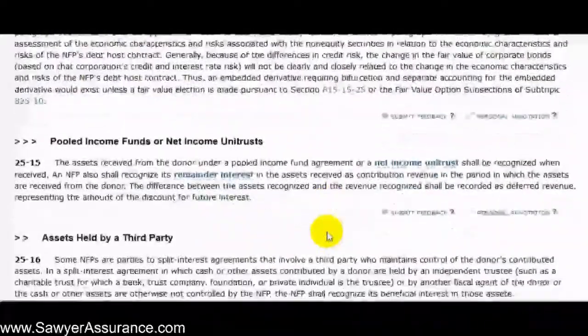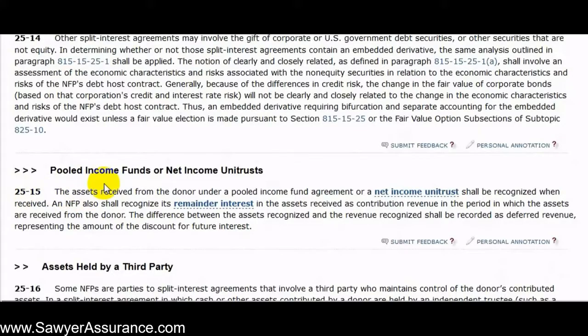That's down here at subsection 25.15. It says that the not-for-profit will record the assets received from the donor under these types of agreements when they receive those assets. They also recognize contribution revenue in the period in which the assets are received from the donor. The difference between the assets that it recognized and the revenue that it recognized is recorded as deferred revenue, because that's the discount for its future interest that it hasn't yet earned.